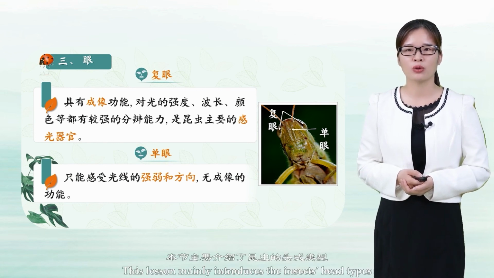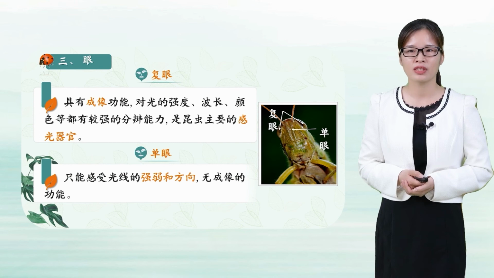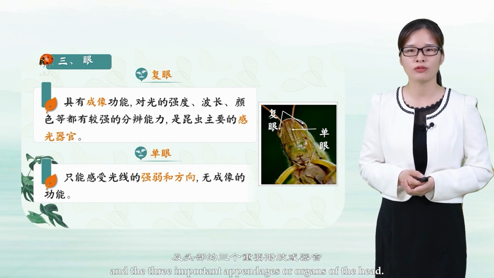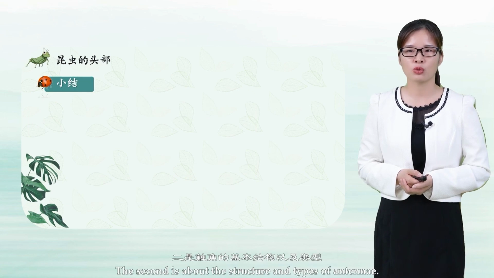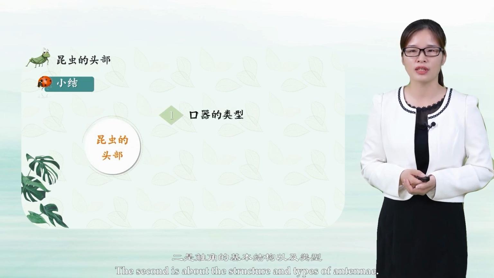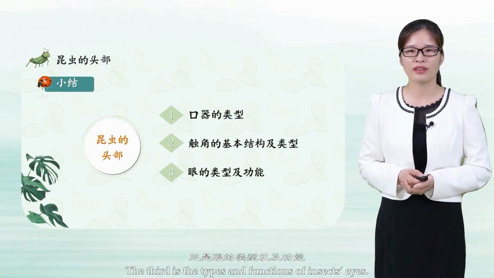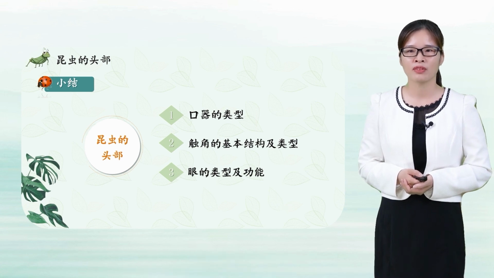This lesson mainly introduces the insect's head types and the three important appendages or organs of the head. The first is about the mouthparts, the second is about the structure and types of antennae, the third is the types and functions of insects' eyes.